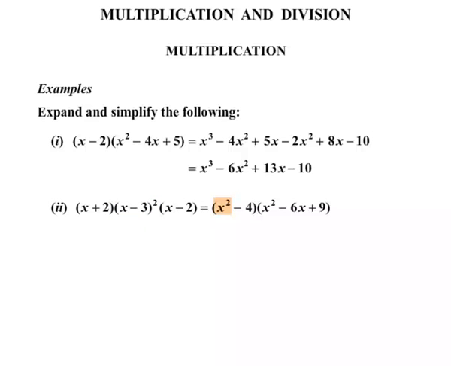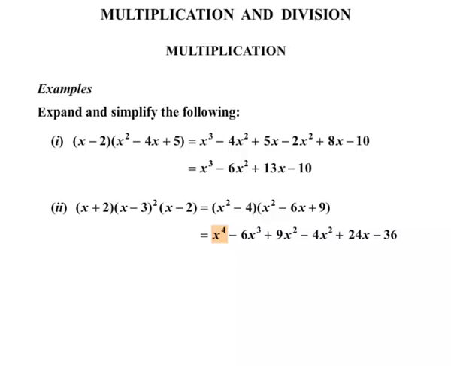Okay, then similar to before, x squared multiplies by each of those terms. So x squared times x squared, x to the 4. x squared times minus 6x is minus 6x cubed. x squared times the 9 is plus 9x squared. Moving on to the minus 4 now, multiplying by each of those terms. Minus 4 times x squared, minus 4 times the minus 6x, and finally minus 4 times the 9 gives minus 36. So again, we need to see if we can collect like terms there.